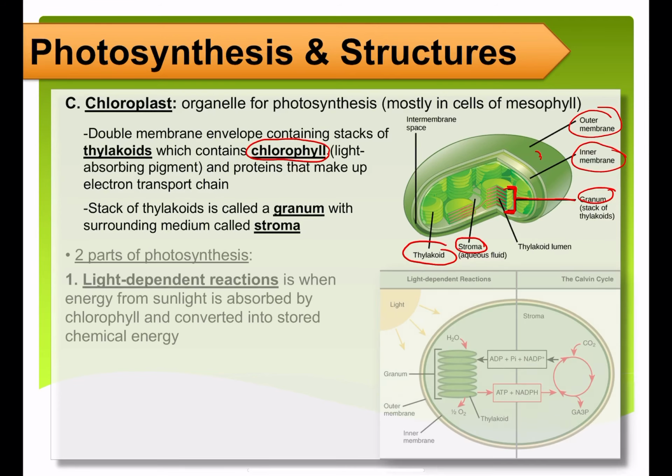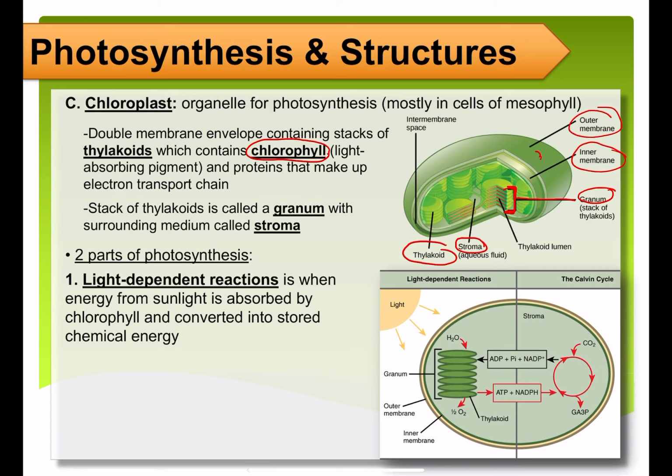There are two parts to photosynthesis, just like cellular respiration. The first part is called the light-dependent reactions, which is when energy from the sun is absorbed by the photosynthetic pigment chlorophyll, and it is converted into stored chemical energy in the form of either ATP or your electron carriers. The electron carrier is a little different from those in cellular respiration, and I'll come back to this idea, but you see this NADPH here. That's an electron carrier. Okay? And ATP is a source of energy.